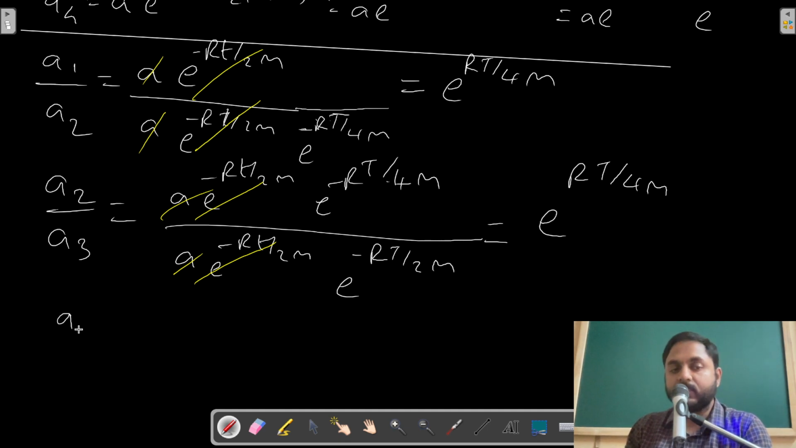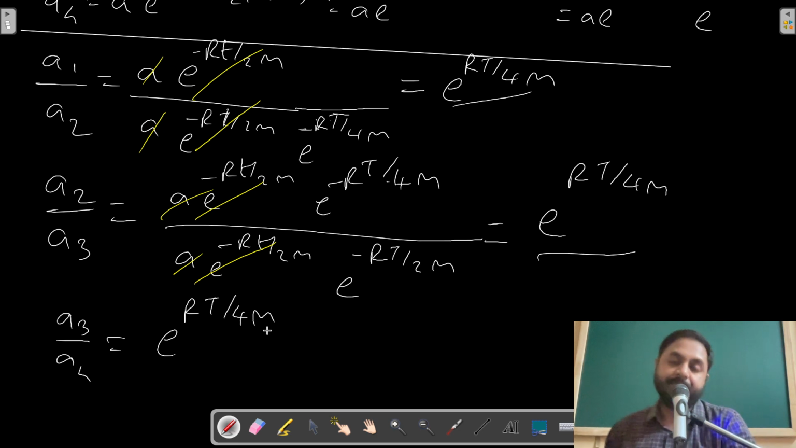Now, what is A3 by A4? Can you guess? If we got the same, I think we can directly write e raised to r into T by 4m. e raised to rT by 4m.